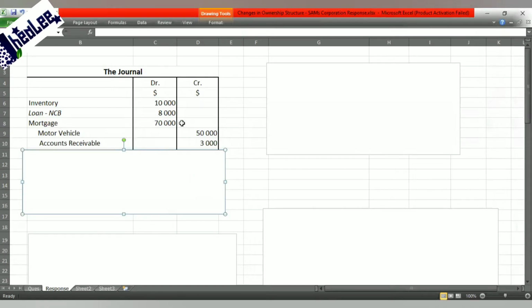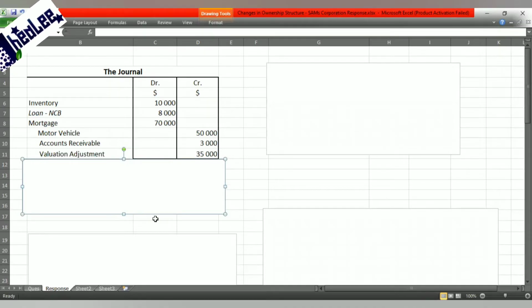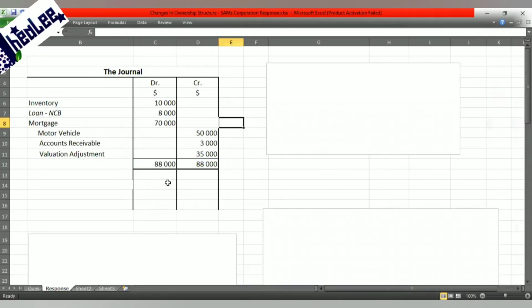Now comparing our debit with our credit column of the journal. Our debit is a total of 88,000, while our credit is 53,000. There is a difference of 35,000 on the credit side. That 35,000 is placed in the valuation adjustment account. So there's a credit balance in the valuation adjustment account. And our totals for the general journal is 88,000 for each column.